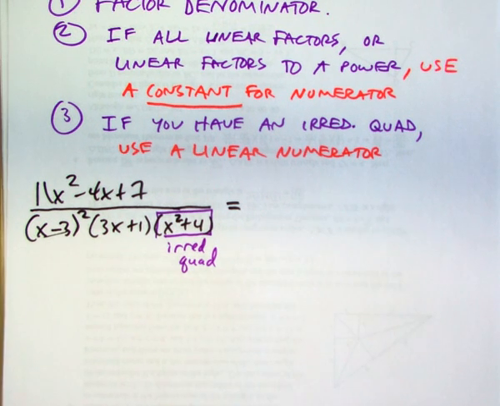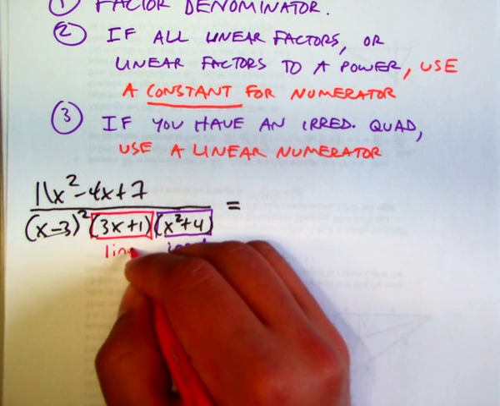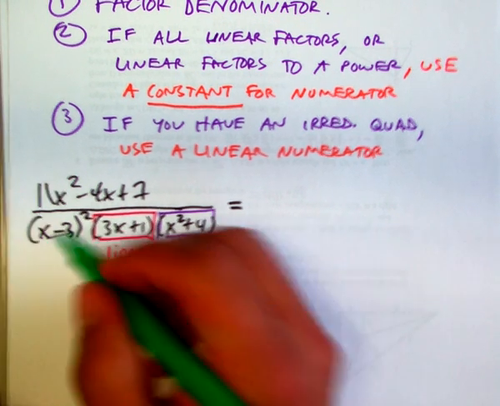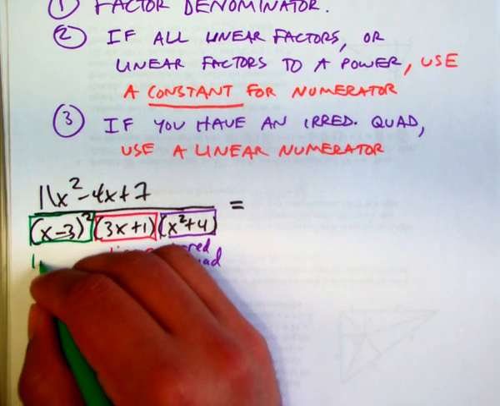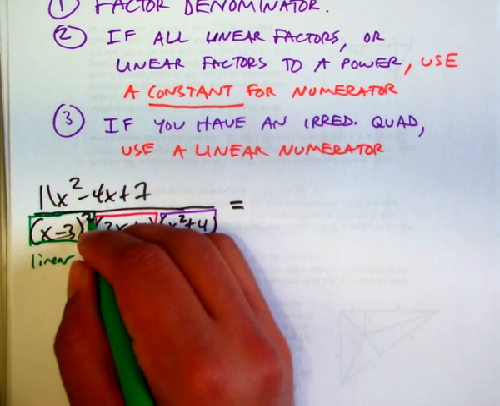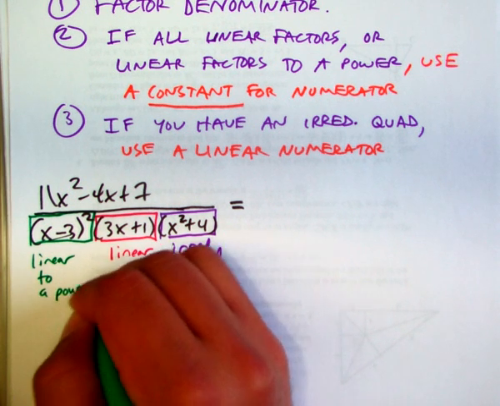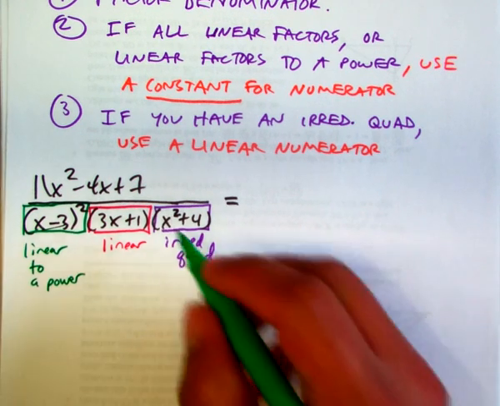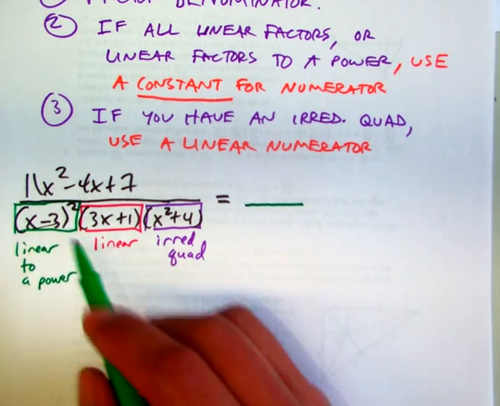Okay, let me use different colors here. This is just a regular linear. And now this one here is a regular linear, but notice it's got a power on the outside. So this is a linear to a power. Okay, so we'll start with the green one. Okay? And we'll just go a factor at a time.